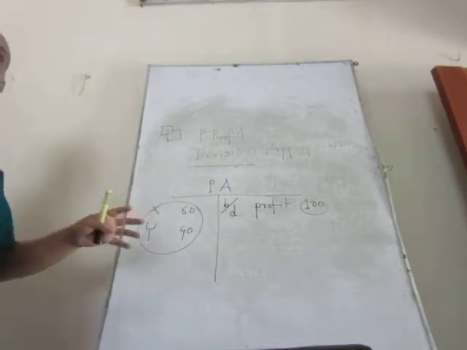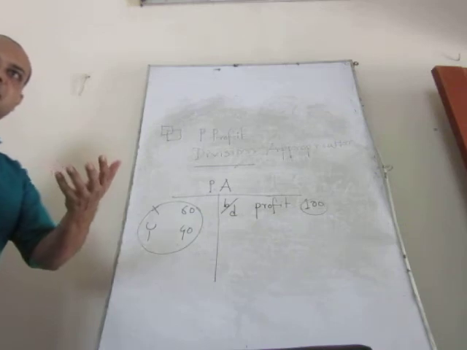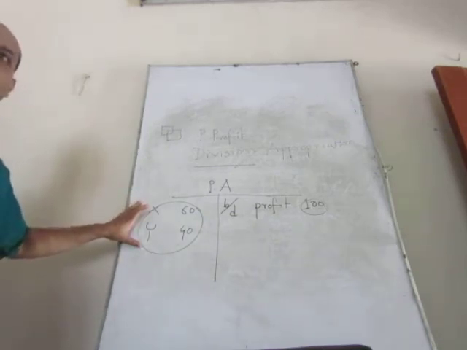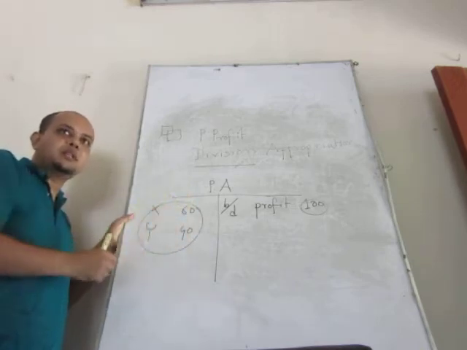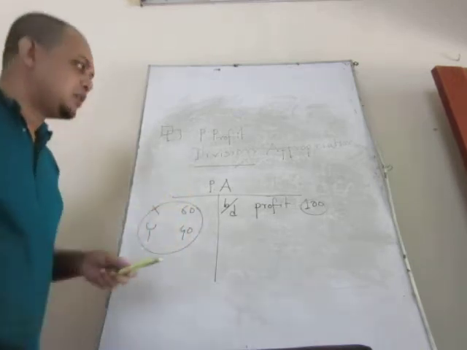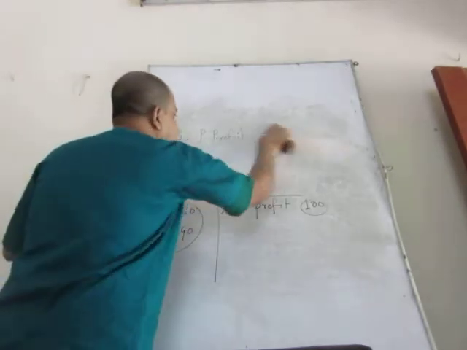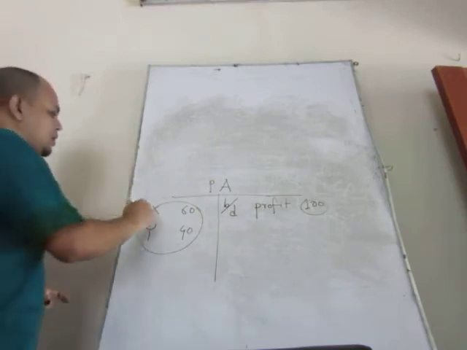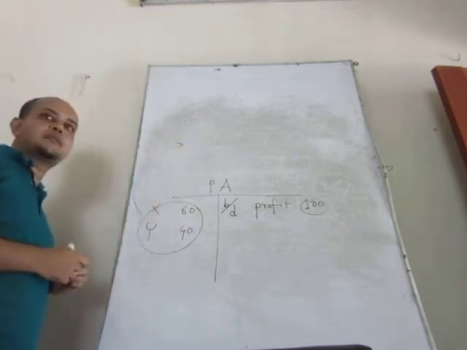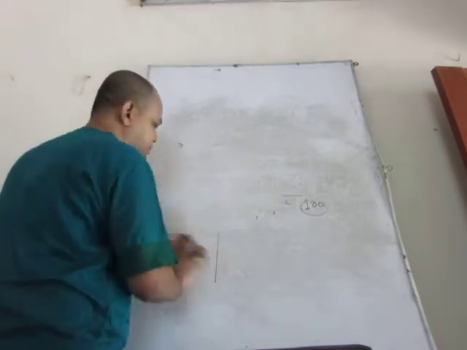This distribution is not arbitrary. There is a systematic approach. So we have to focus on how this distribution of 60 and 40 is done. Clear? So now we will focus on how this profit is distributed, how this profit of 60 and 40 is apportioned between the partners.